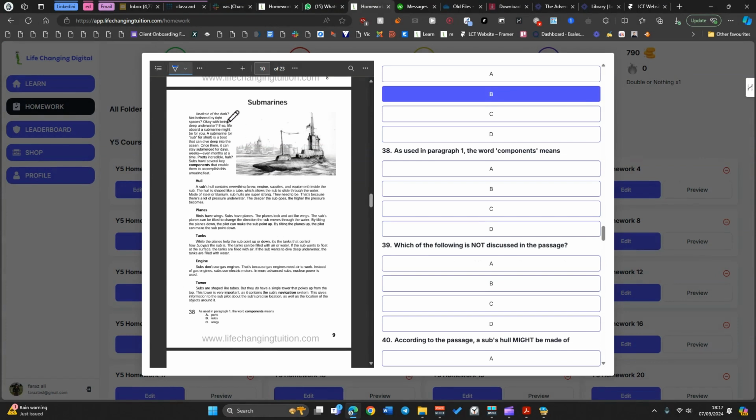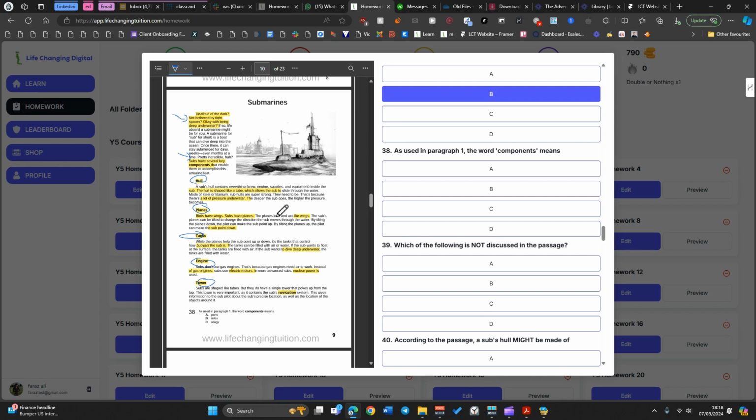Okay, now let's go into the submarines comprehension. So in summary, what we've got here is it starts off by asking a few rhetorical questions, and then it goes into what a submarine is. So subs have several key components. You can see these key components in each of the headings, and each of these headings are explaining what those components do. So the hull is a tube-like shape that allows the sub to glide through the water.